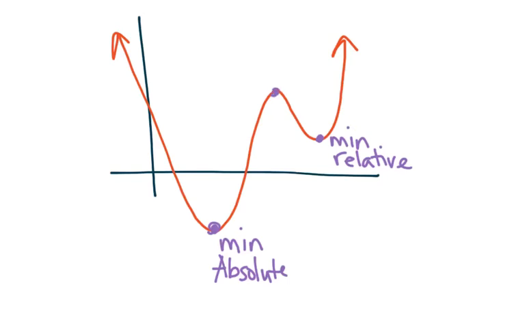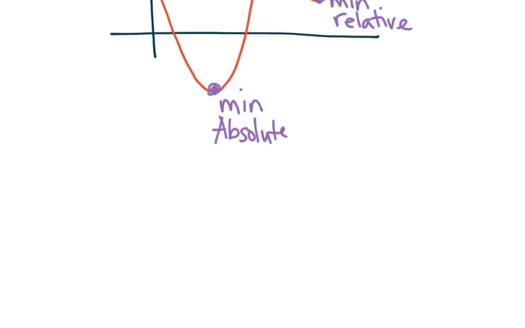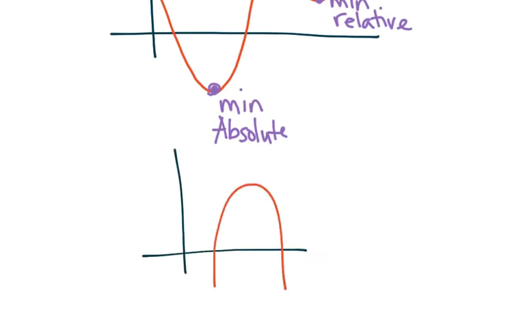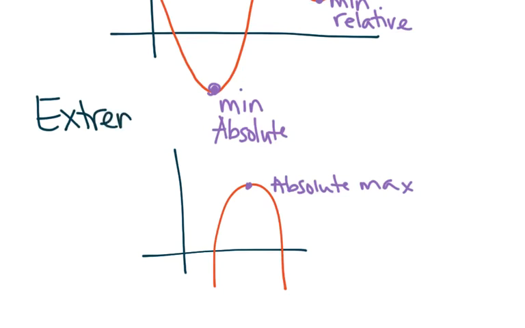This is a maximum, but because both ends of the graph go up forever, this maximum is not the highest point, so we're going to call it a relative maximum. We can also have an absolute maximum. If I were to do this, this would be an absolute maximum. And all these maximums and minimums have a special name, and the special name we give them is extrema.